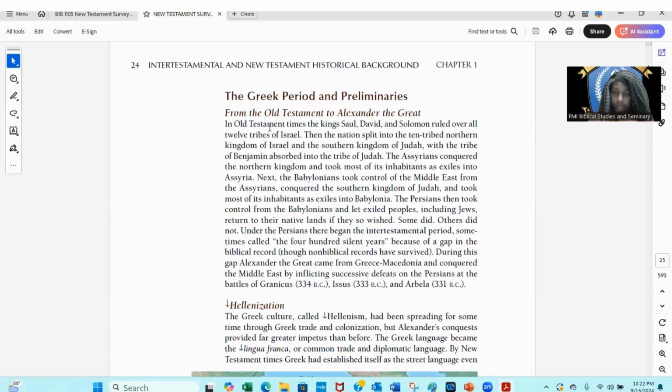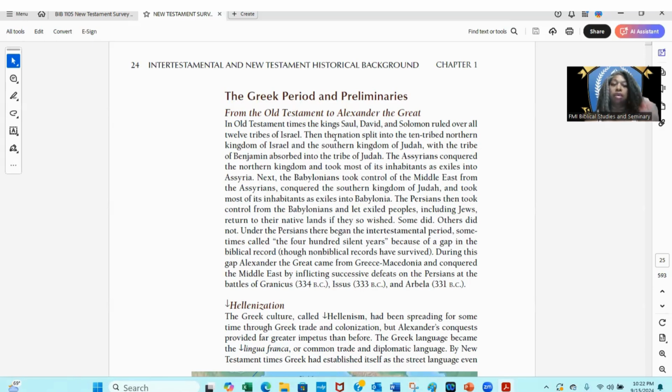Right. It says in the Old Testament times, King Saul, David, and Solomon ruled over all 12 tribes of Israel. I found this very interesting, right? Because we already know that. We're familiar with the Bible. We know this part. Then the nation split into 10 tribes. So this is some background information that the Bible doesn't recall. We know that there were invasions, that some were captured, but we didn't hear about the split or how it was split. We knew that there was a split, but we didn't know how the split occurred, right?